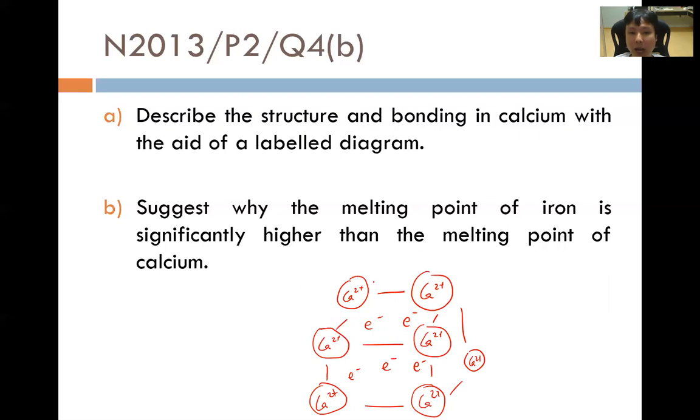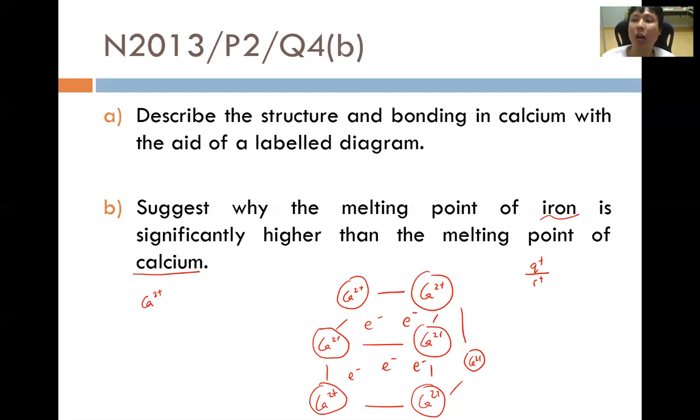Suggest why the melting point of iron is significantly higher than the melting point of calcium. So again, these are comparing between two metals, and it is the charge density that is relevant. We have not really covered transition metals, but what can be said about them? For calcium, this is definitely Ca2+ and the magnitude of the charge is 2+. But transition metals generally can form higher charges.